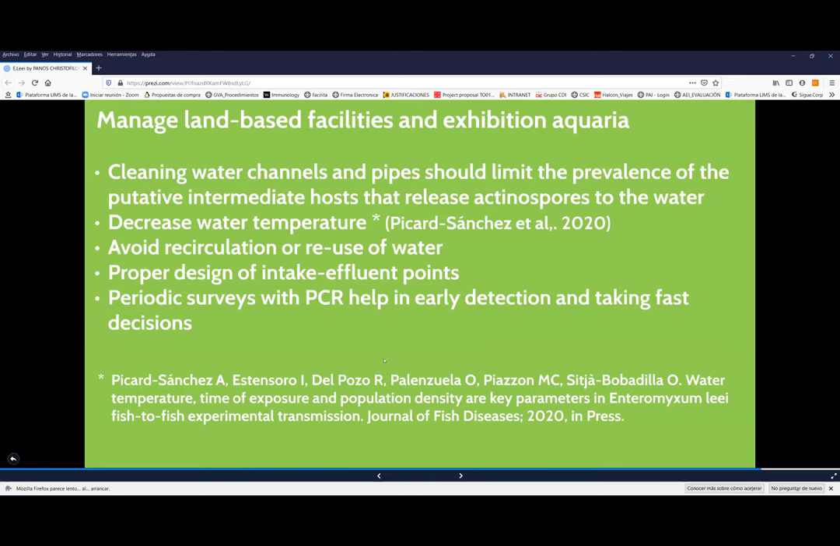It's interesting to decrease water temperature, and then you will decrease the development of the parasite. Again, avoid recirculation or reuse of water, and you need a proper design of the water intake and effluent point, so then you will have clean water entering your system, and you will have less risk of the parasite. And well, again, it's very recommended to perform periodic surveys to detect the disease early and then be able to take fast decisions.